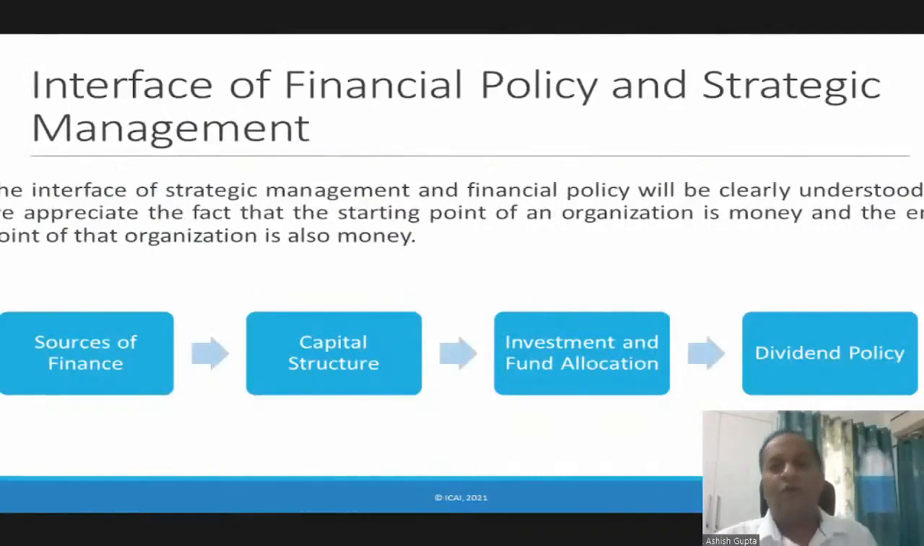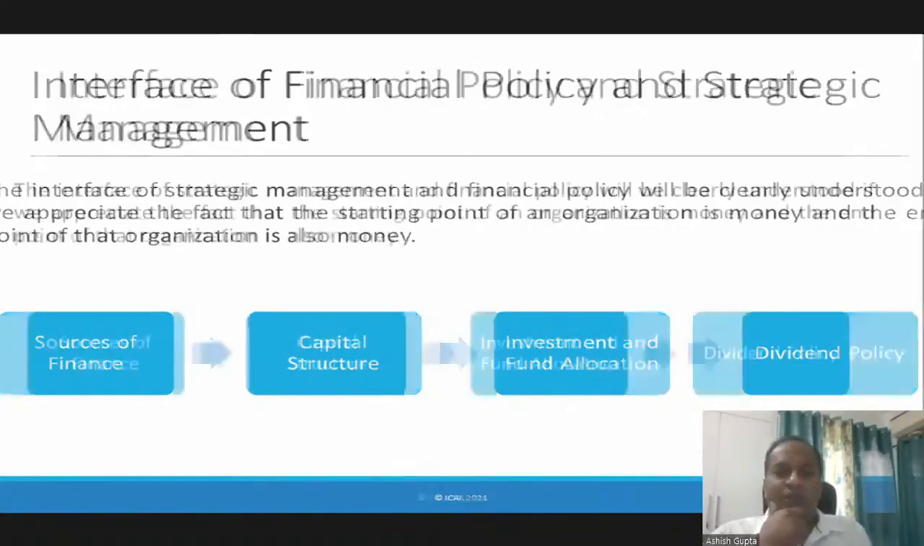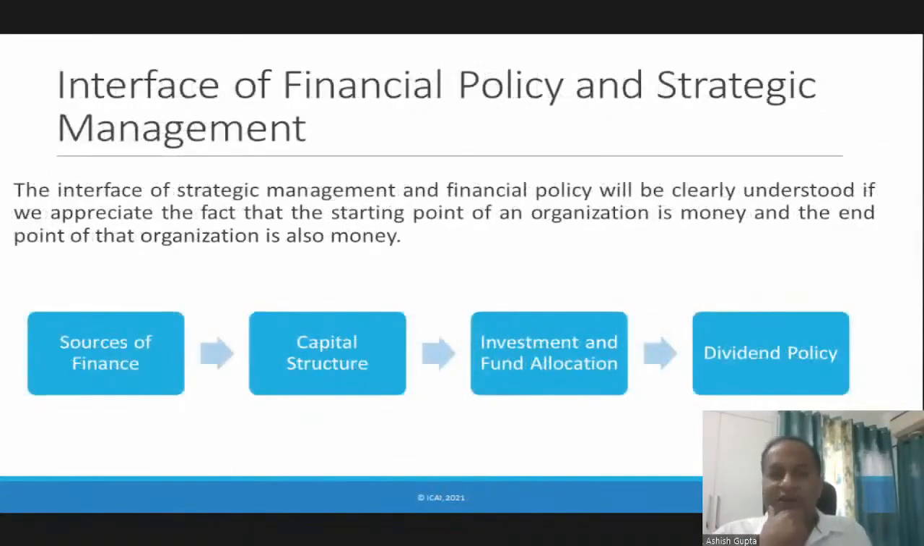Okay. Now we are coming to the next theoretical topic: the interface of financial policy and strategic management. So, students, so far as this is concerned, it is almost a theoretical thing. The interface of strategic management and financial policy will be clearly understood if we appreciate the fact that the starting point of an organization is money and the end point of the organization is also money.